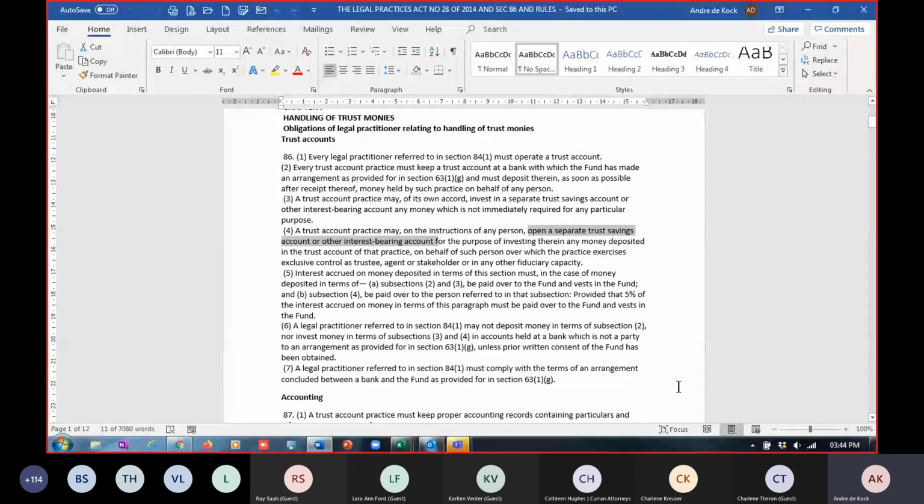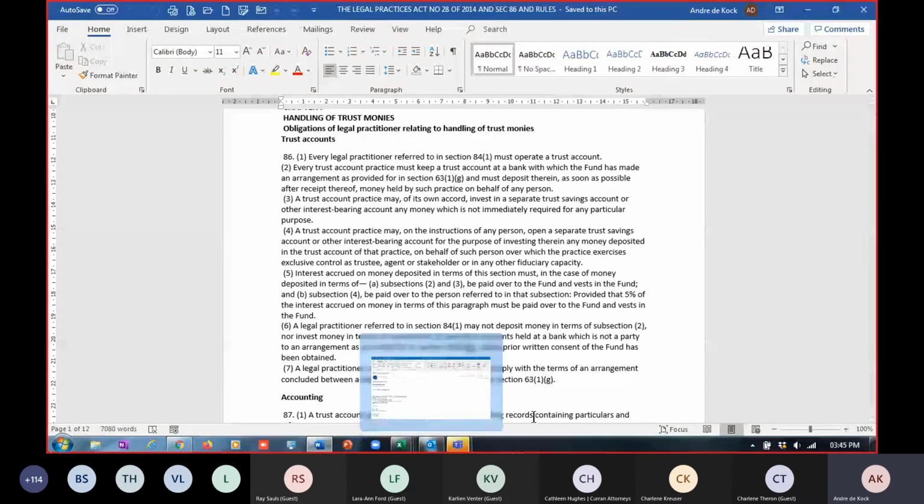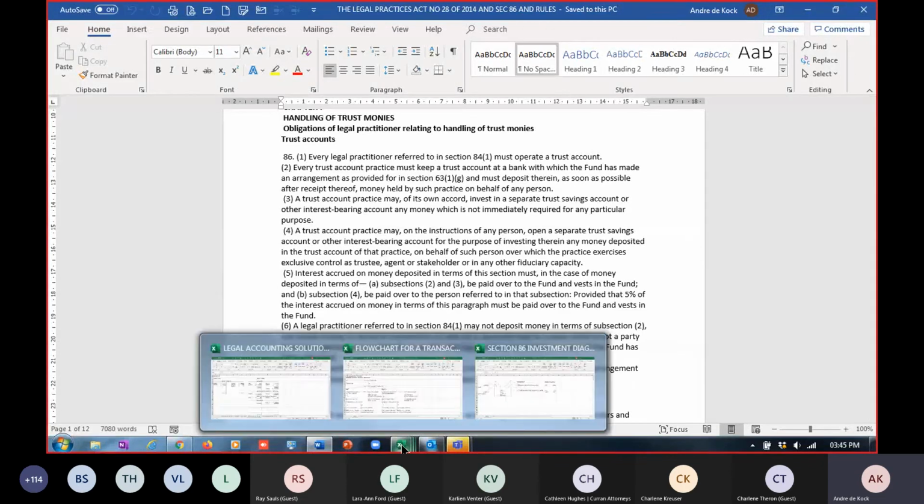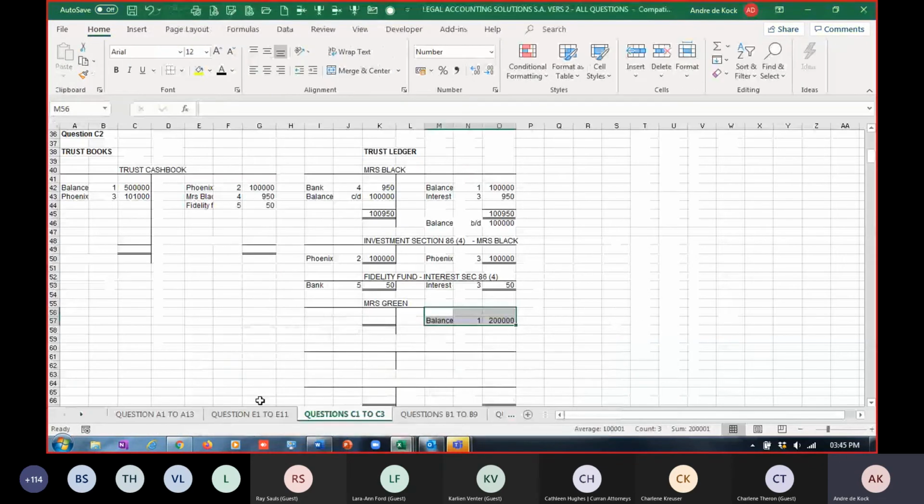Well, it's not interest because look, it's volatile, isn't it? It can go up and down, and it doesn't necessarily earn interest. It doesn't qualify. The unit trust doesn't qualify. So I've got to say to Mrs. Green, listen, Mrs. Green, I cannot invest it in terms of Section 86(4) for you. I can't do that because it doesn't comply.